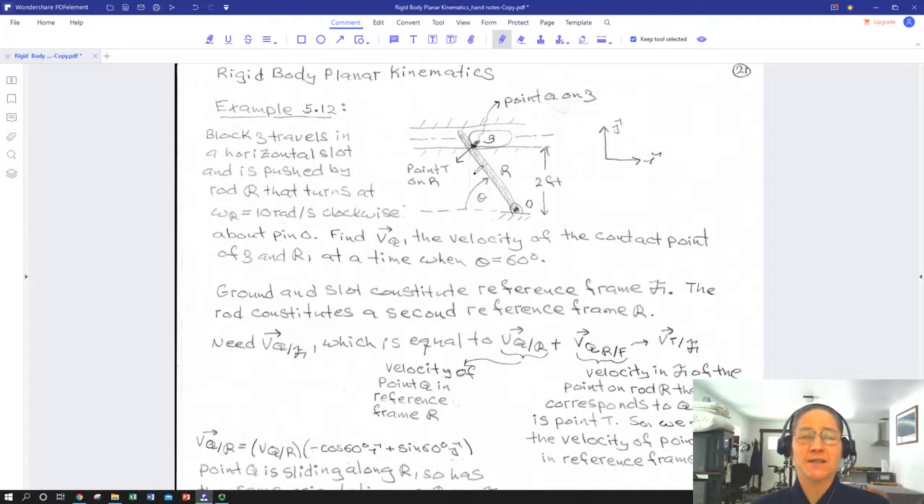Okay, so let's look at an example. So we've got this slider block B, and it's traveling back and forth in some kind of slot. We've identified an IJ reference frame, and if we're going to apply the right-hand rule, we can say that our positive angle of theta would be counterclockwise. So that block is being pushed by a rotating rod. And so we've identified point Q on the block as the point on the block that happens to be contacting the rod.